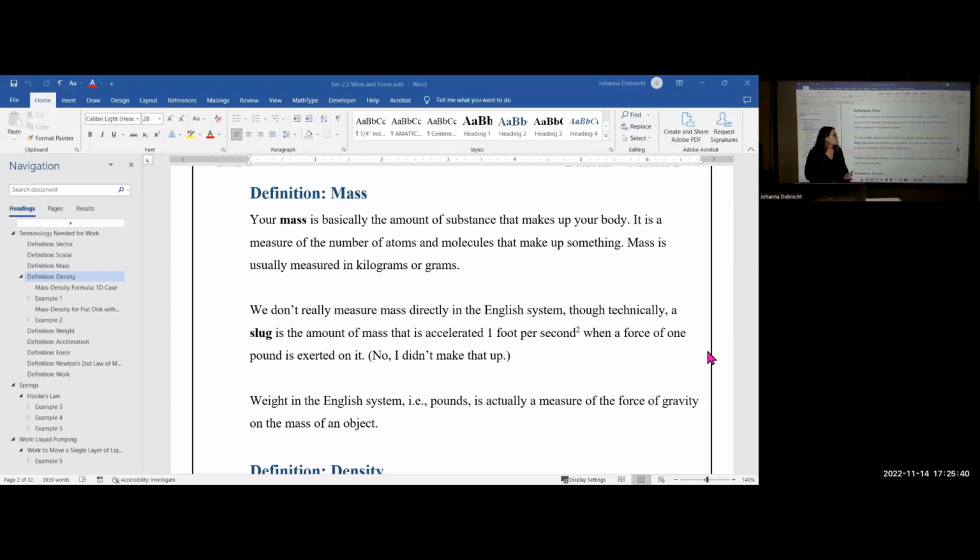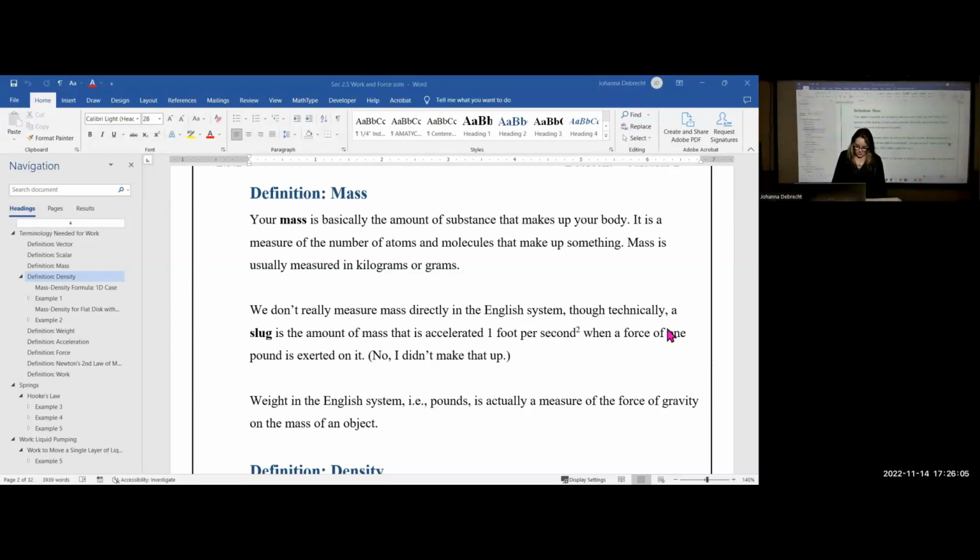It's generally measured with kilograms and grams. Now, we don't really measure mass in the English system, though technically we do have one. It's called the slug. And this is the mass that is accelerated 1 foot per second squared when a force of 1 pound is exerted on it. And it's called a slug. No, I didn't make that up.